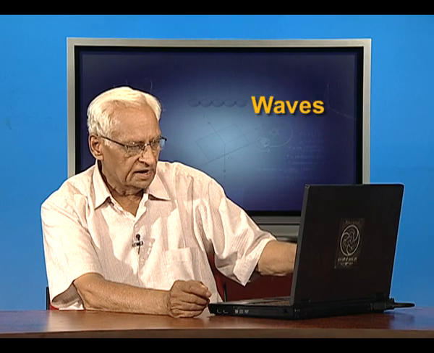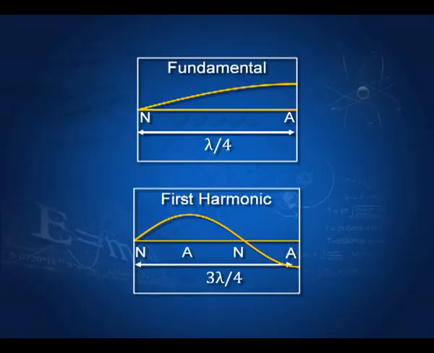First of all, let us see that. This is an open end, therefore this must be an antinode. This is a closed end, so it must be a node. And the distance between a node and the next antinode is always lambda by 4. So this length is 1/4 of the wavelength.